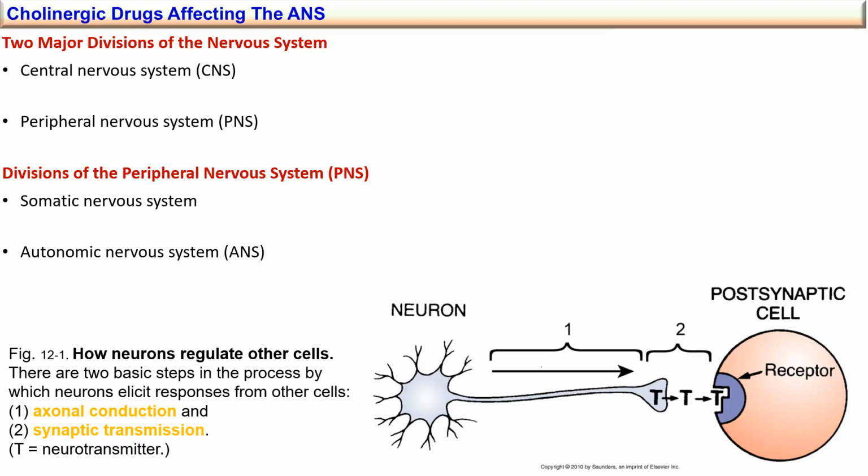The neurons regulate the other cells, because there are two basic steps in the process by which the neurons elicit responses from other cells. There is axonal conduction, where the nerve impulse goes through the axon, and then synaptic transmission. I will provide more explanation about synaptic transmission and different neurotransmitters, like norepinephrine, for example. I will provide the life cycle of norepinephrine.